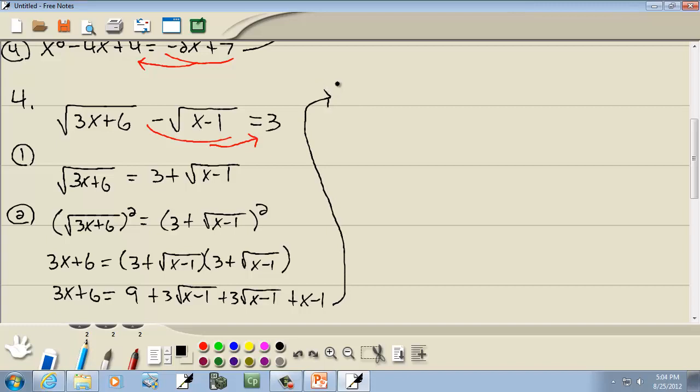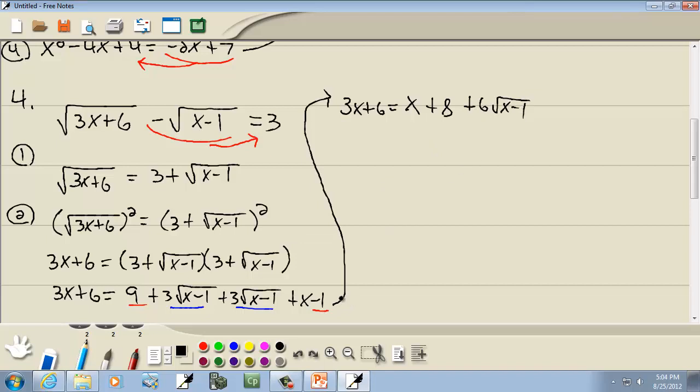Now, no matter where you are, combine together anything that's alike. Over on the right side, the x I'll put in the front. We got 9 minus 1. That's going to give us 8. And we got 3 square root of x minus 1 and 3 square root of x minus 1. If the radicals are the same, then you add the numbers in front of them. So that gives us 6 square root of x minus 1.